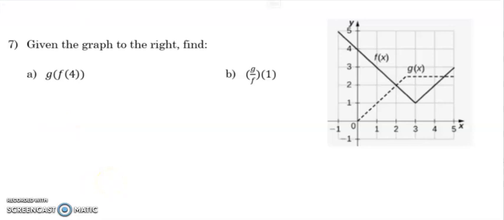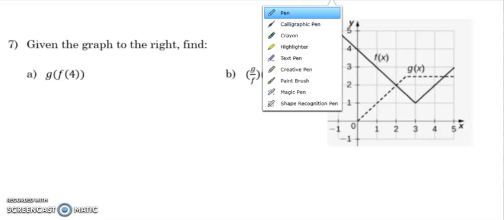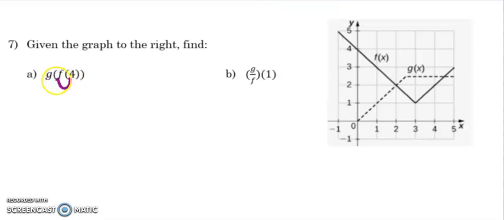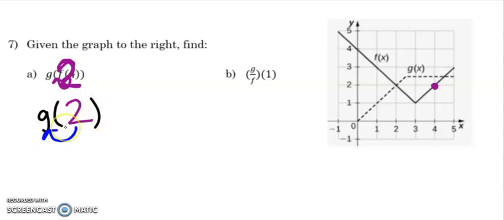Given the graph to the right, find g of f of 4. So we're going to take 4 and sub it into function f, which means I go to 4 and I read on function f, which is the filled in black line, and I get 2. So this whole thing is now just a giant 2. Which means what I really want is g of 2. So I'm going to go to 2 and look for the output at g. So 2, g is the dashed line. The output is, oh, look at that, also 2.